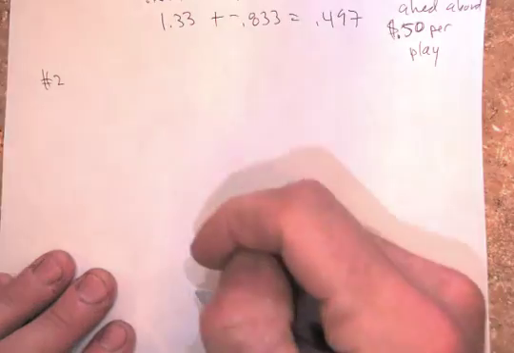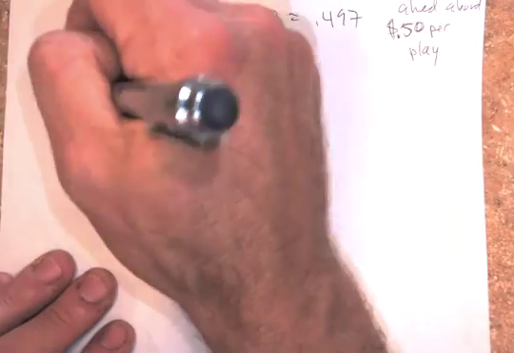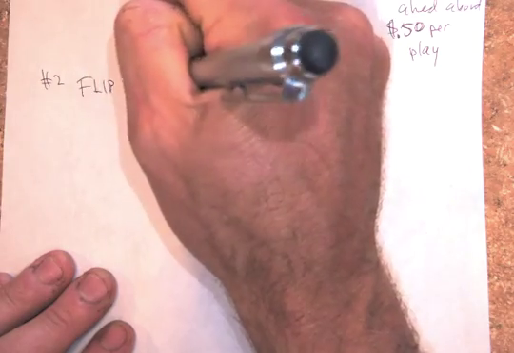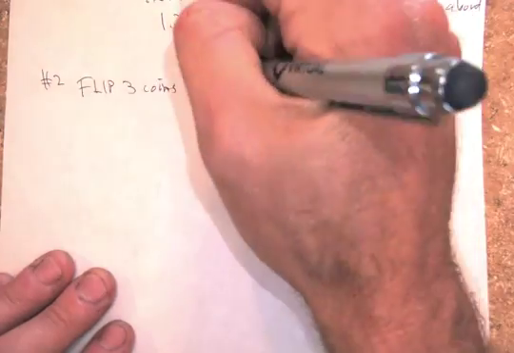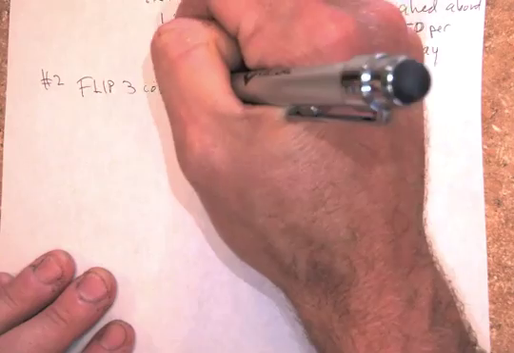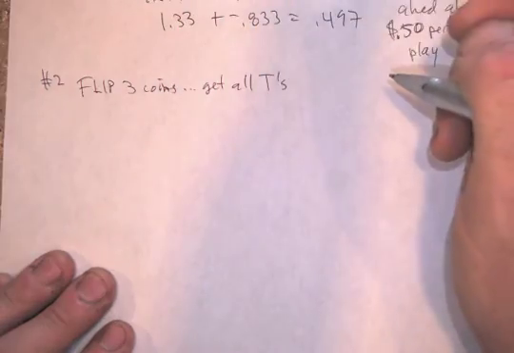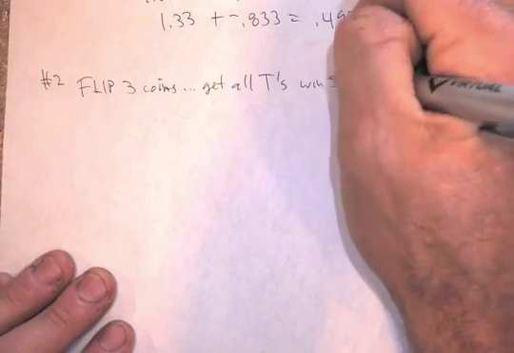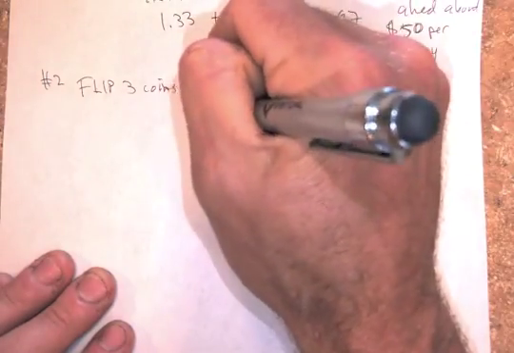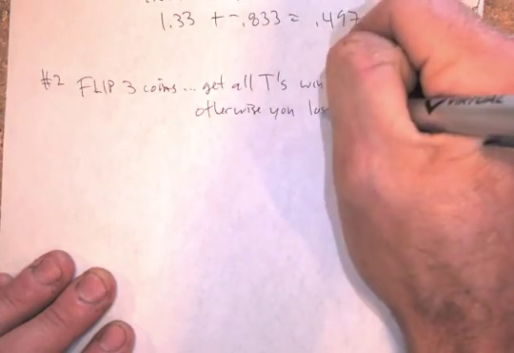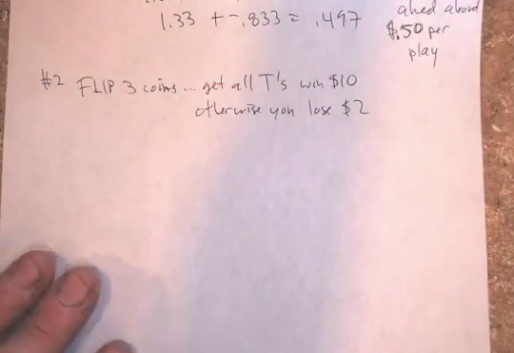All right, let's look at a little bit tougher one. Number 2. Let's say you flip 3 coins. If you get all tails, you win $10. Otherwise, you lose $2. It costs $2 to play the game, basically.